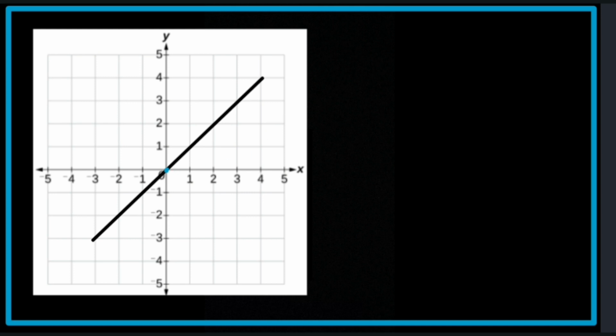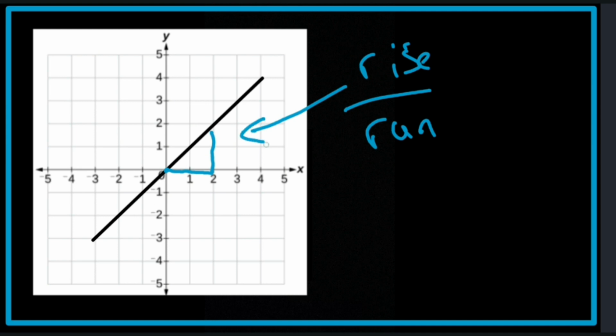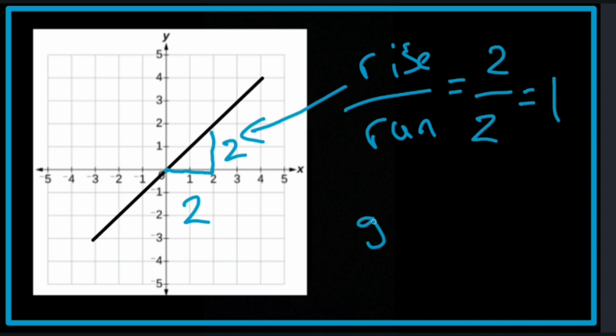So what I mean by that is the following. I'm going to count 1, 2 along, and if I look up, I can see that this is on an exact point of whole numbers, 2 and 2. So I'm going to go up 1, 2. So it's rise over run. As we can see, the rise is 2 squares up and the run is 2 squares along. So it's 2 divided by 2, which equals 1. So the gradient for this line is 1.